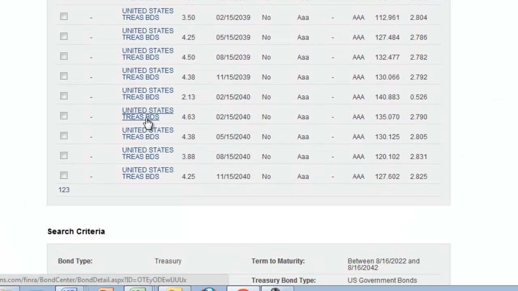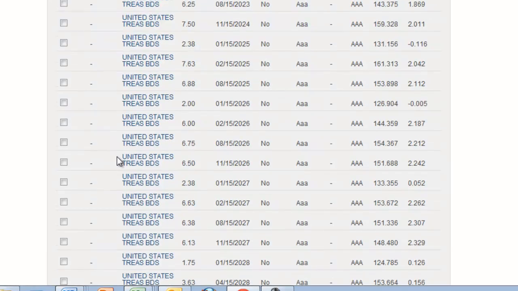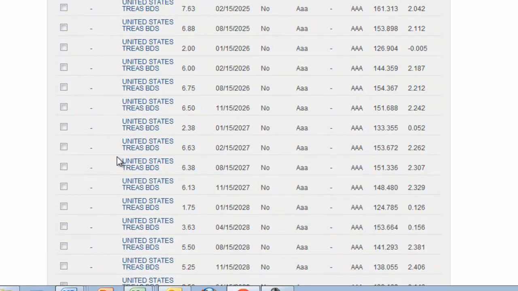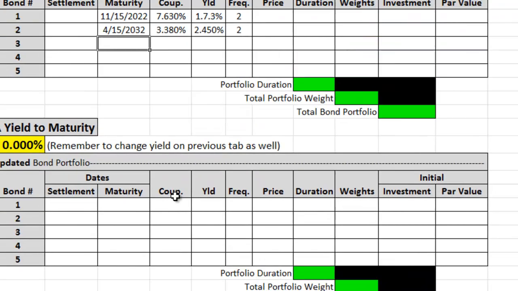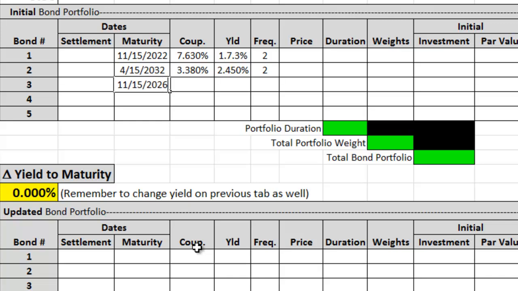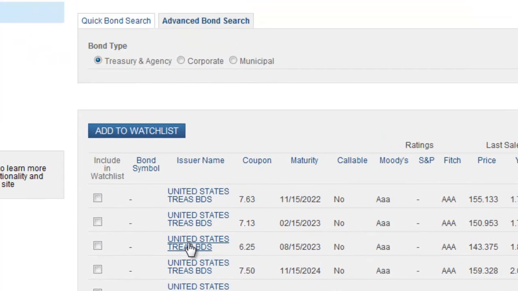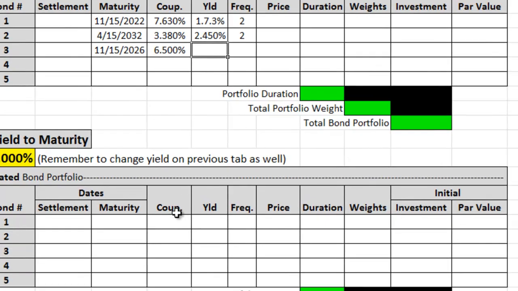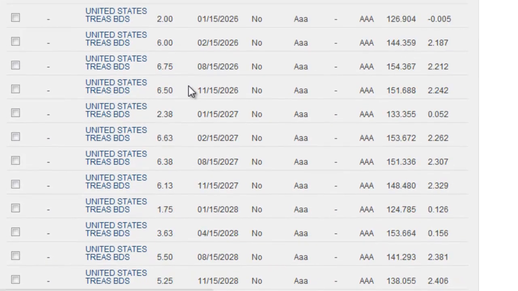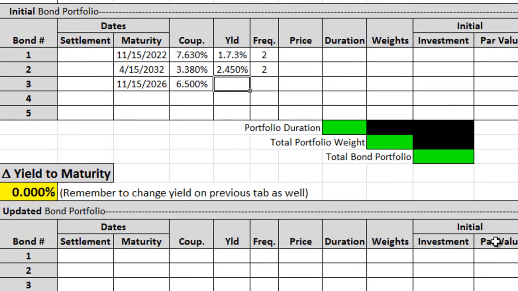And then let's go grab a little bit shorter term one, maybe somewhere in the middle between those. So I'm going to grab, let's just grab this one right here. 11/15/2026. It's got a coupon rate of 6.5. Okay, and there's our bond, and it has a yield of 2.242. And again, semi-annual coupon payments.